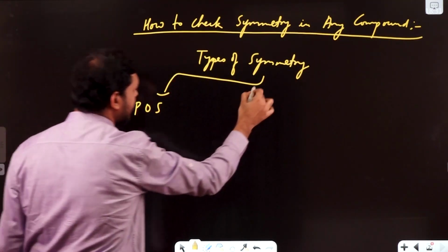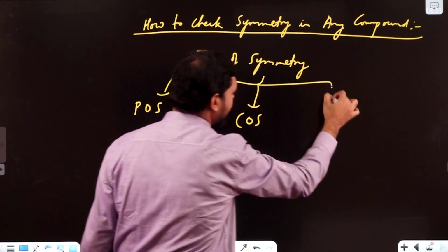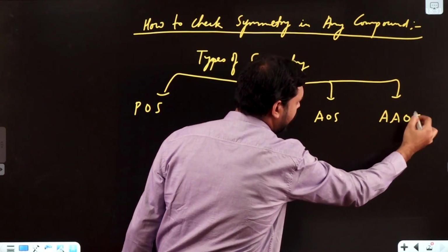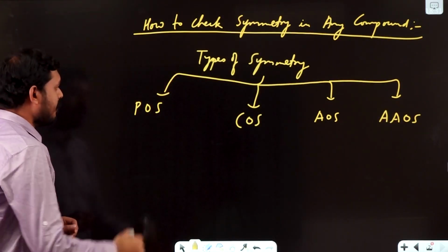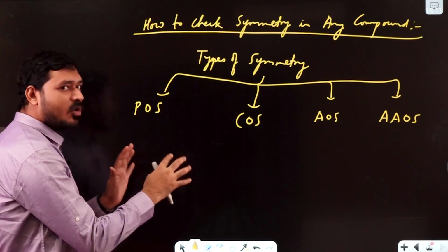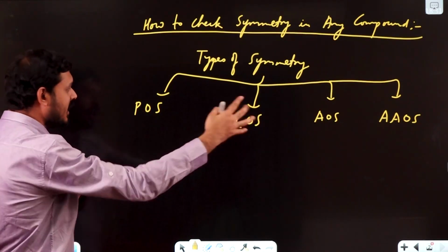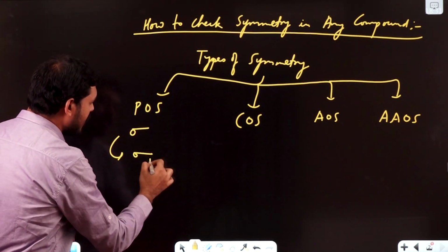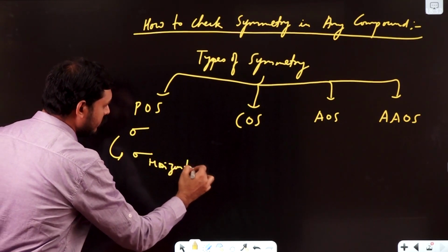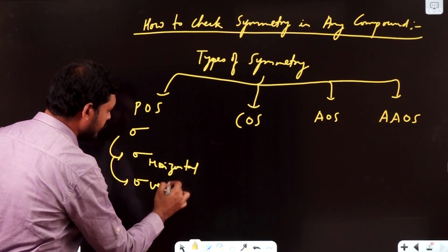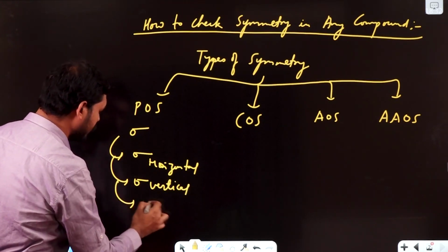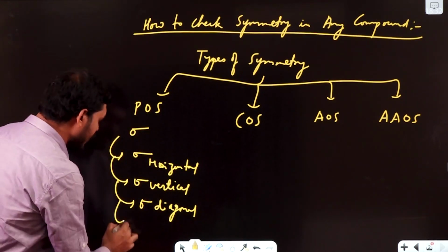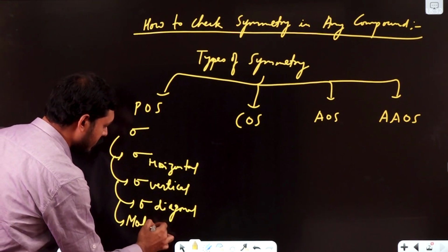First is plane of symmetry, second center of symmetry, third axis of symmetry, and fourth alternate axis of symmetry. If I say plane of symmetry, means with respect to a particular plane we have to observe. We will discuss it in detail. It is simply represented by sigma. If I say types, then it is sigma horizontal, sigma vertical, or sigma diagonal. For plane of symmetry, we also use molecular plane.